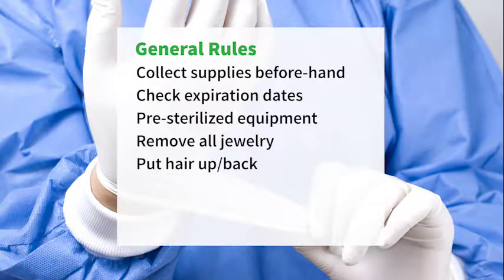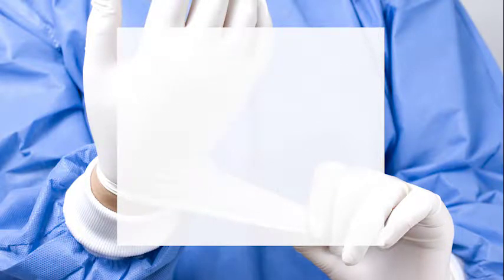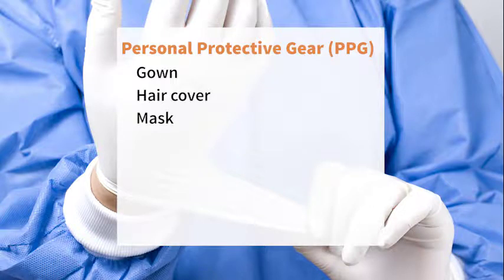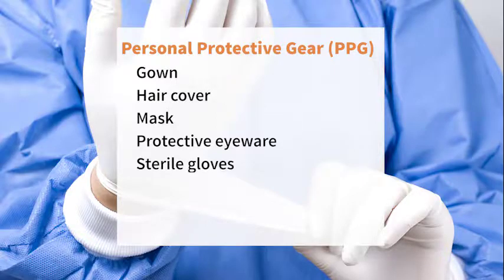It might be necessary for you to put your hair back. Put it up in a ponytail. There are hair nets that you can wear as well. The use of proper hand washing techniques, which we'll talk about a little bit later, and making sure that we're wearing personal protective gear. This includes anything from gowns to hair covers. It might require a mask and possibly even protective eyewear. And we want to also make sure that we are wearing sterile gloves.